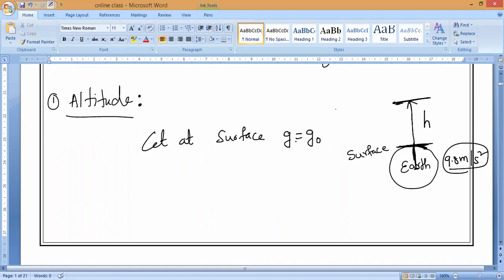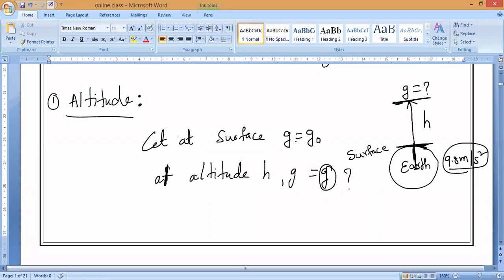Yes or no? So can I consider that after a certain height, at altitude h, the g value is equal to g? This is what we want to find. Is it right? At this certain height, what is this g value? This is what we have to find. Is it yes or no, guys? Any doubt till here, you can ask.